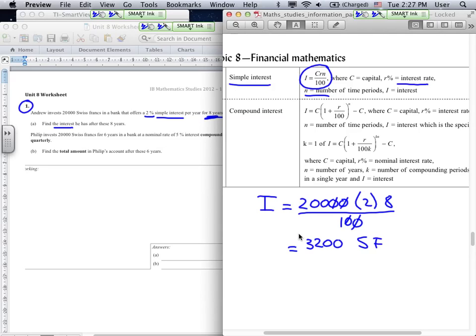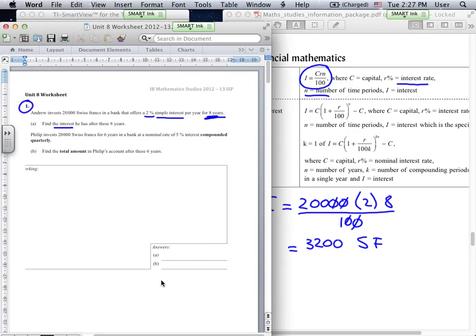Now, in the second part of the question, we have here that Philip invests 20,000 Swiss francs for 6 years in a bank at a nominal interest rate of 5% interest compounded quarterly. So it means 4 times per year the interest is calculated and added to the original amount, the 20,000, and so your next amount of interest will get interest on that interest also. So that's where you get compound interest.